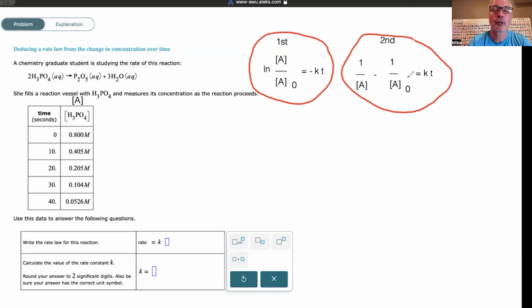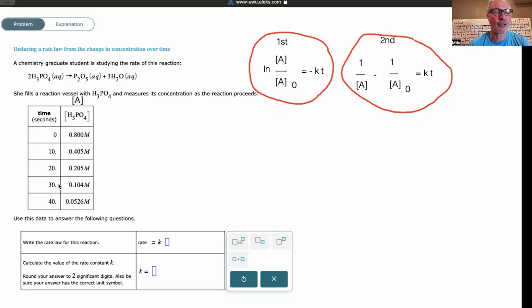But then if I do it again for 20 seconds, t and 0.205 concentration of A and the same initial concentration of A of 0.8, then I will get another k and it's going to be the same thing, meaning it's constant, or it's going to be not. So one of these is going to be the truth and one isn't. Now, let me tell you what, I'm going to tip my hand here, gang.